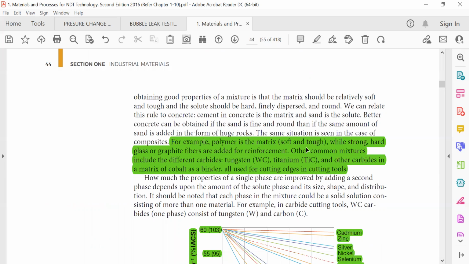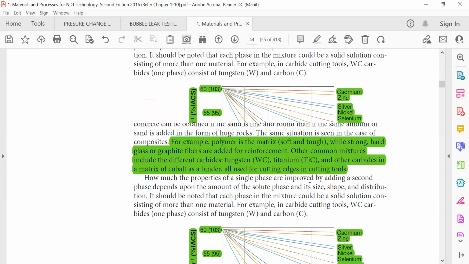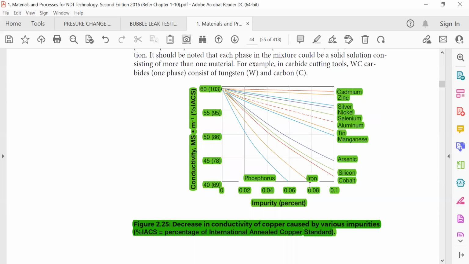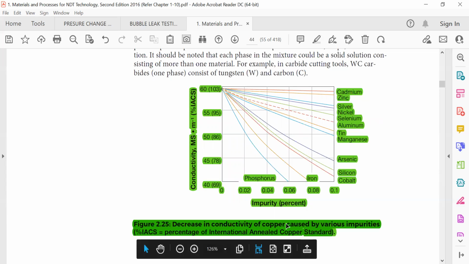A polymer is a soft and tough material. Strong and hard glass or graphite fibers are added for reinforcement. Tungsten, titanium, and other carbides in matrices of cobalt as a binder are all used for cutting edges of cutting tools. Impurities decrease the conductivity of copper.